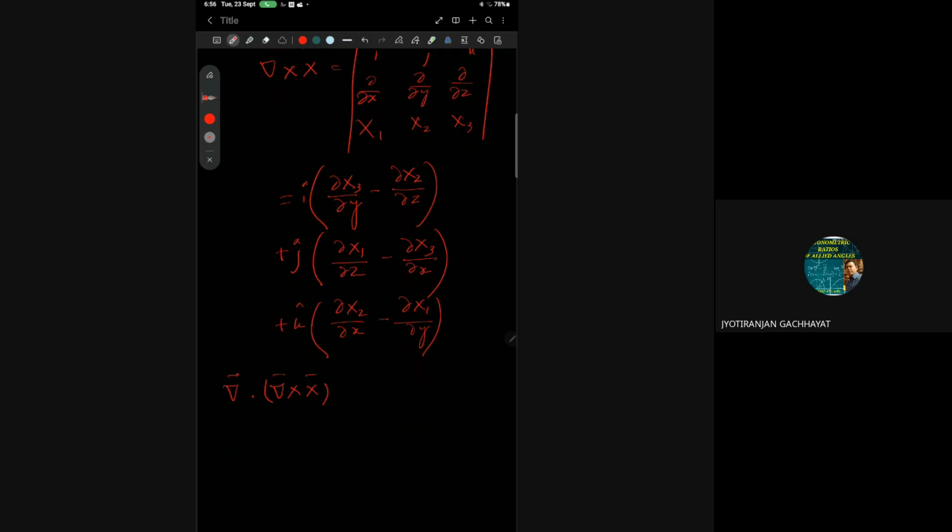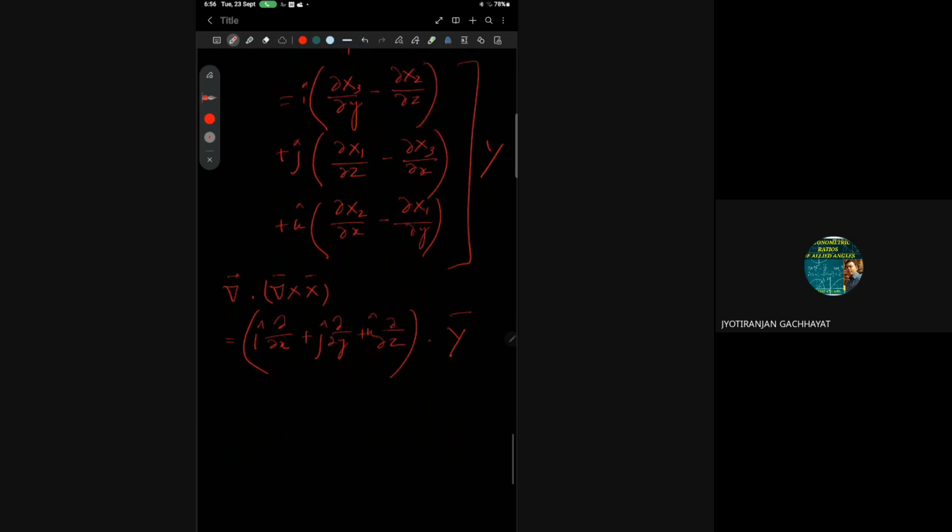I cap del by del x plus j cap del by del y plus k cap del by del z. Then take the dot product with this vector, maybe I call it y vector. So I cap dot I cap becomes 1, I cap dot j cap is 0, and I cap dot k cap is 0.